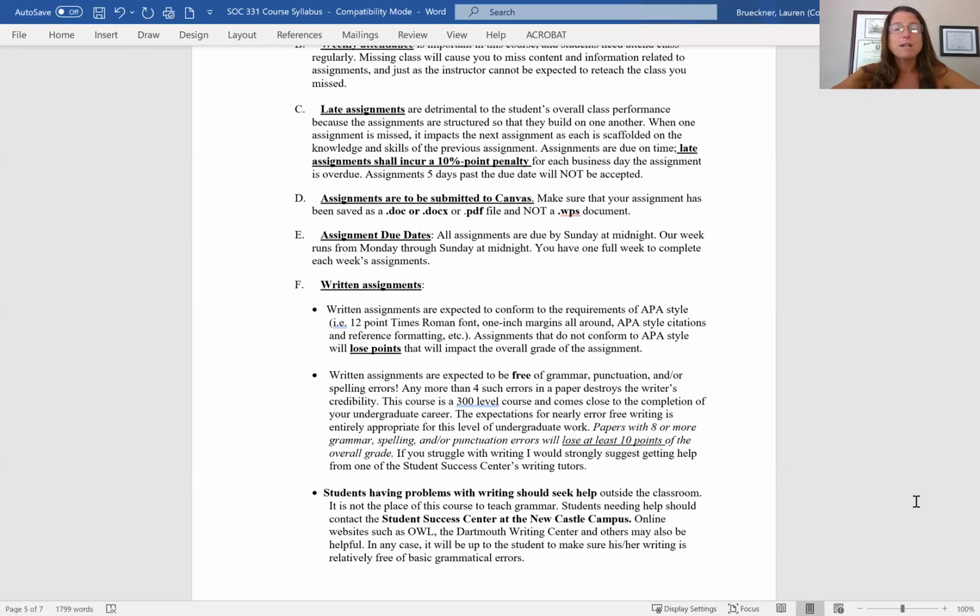If anything is turned in after that, it will incur a 10% penalty. So you will lose 10% of your grade each day that it is submitted late. So do not submit assignments late. They are all to be submitted on Canvas, and it should be in a Word doc format or PDF. Do not give me a WPS format. I cannot open it and I will not be able to respond. So all due dates, again, are due Sunday at midnight.